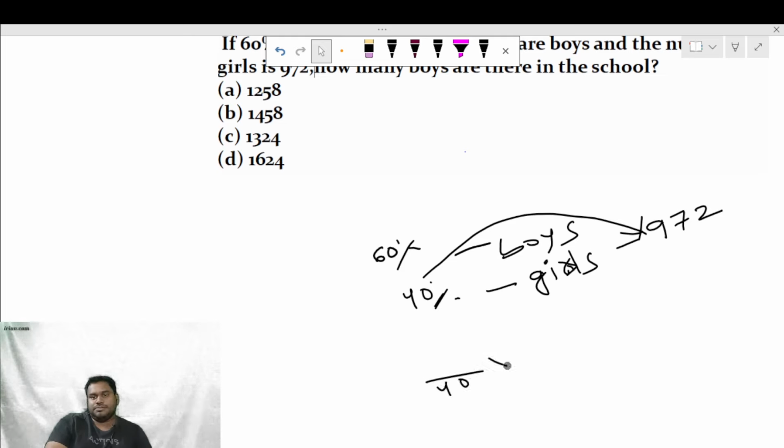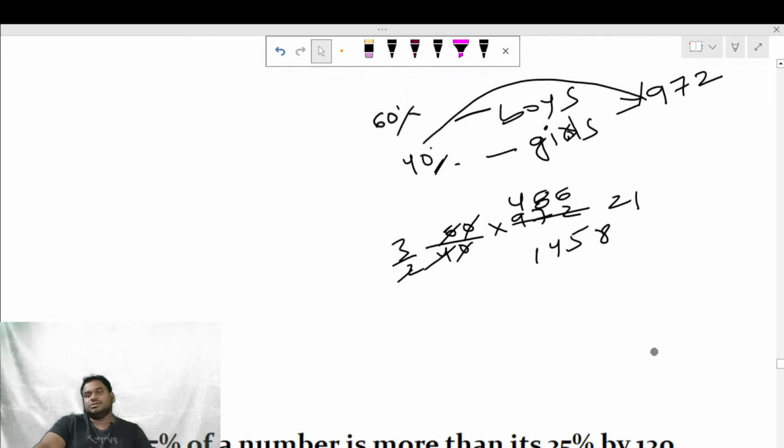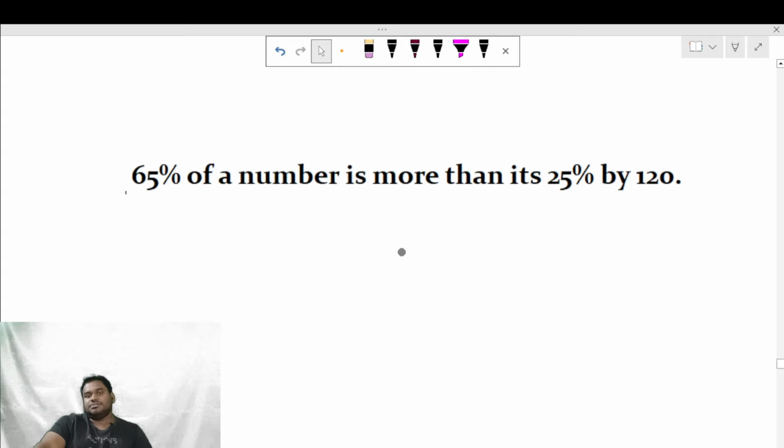If 40% is 972, then 60% is 3 by 2 into 972. That is 486 into 3, which is 1458. Sometimes some questions will be easy and some will be tough.